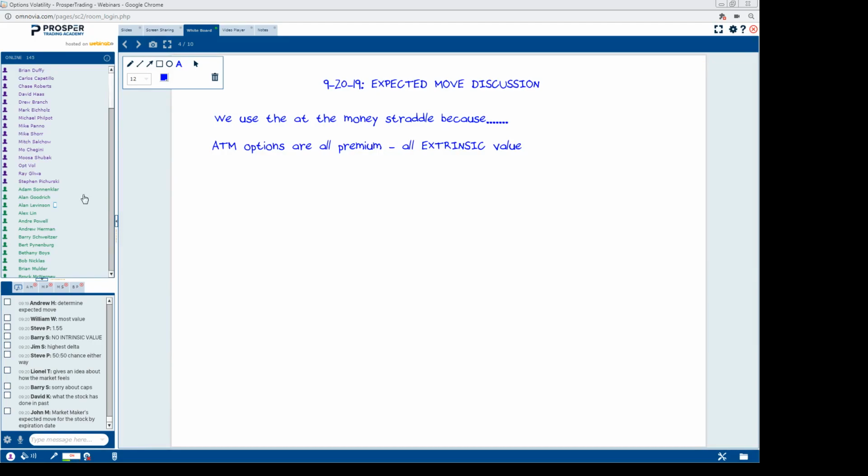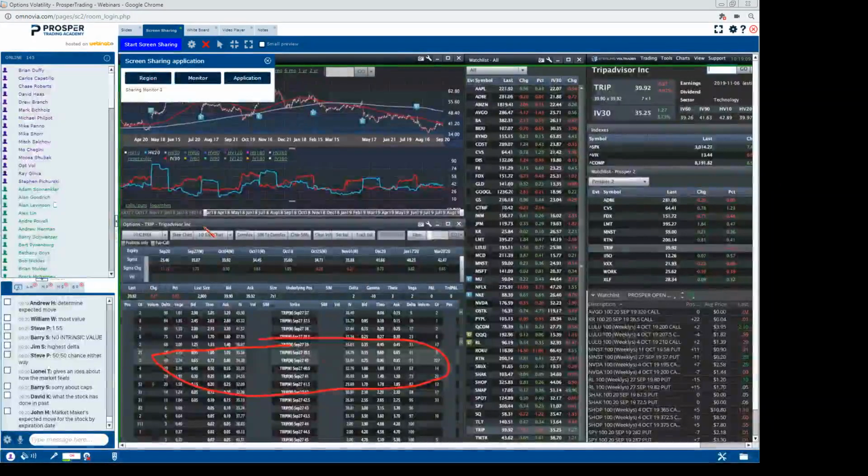Okay, so let's say, for instance, in TRIP, we want to see what the expected move is, and like I have circled on the screen here, going out to next week. What we do is we look at the at-the-money options, the at-the-money call and put, which is known as the straddle, add that together. Okay, now what you have to make sure is that we're comparing the options that are truly right at the money.